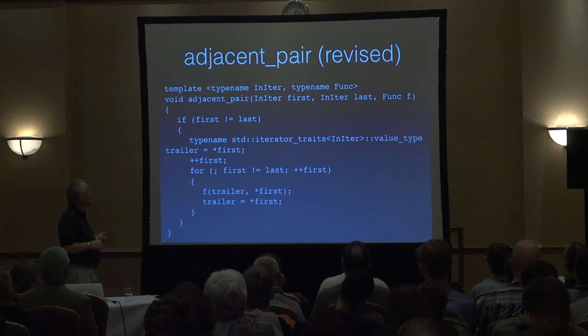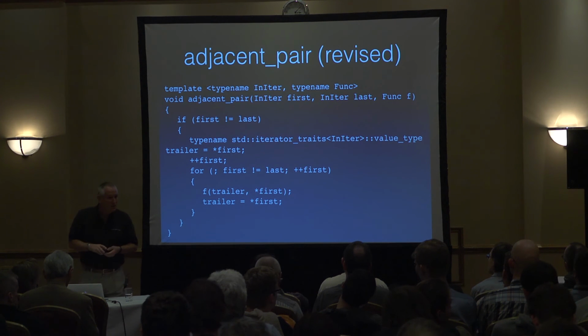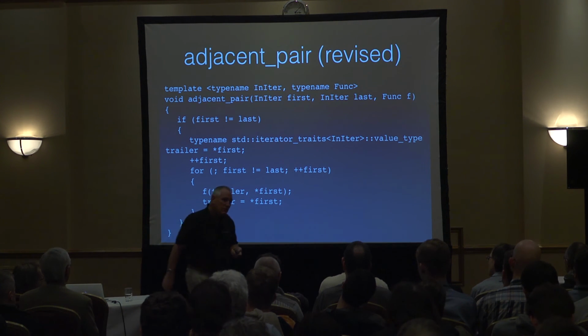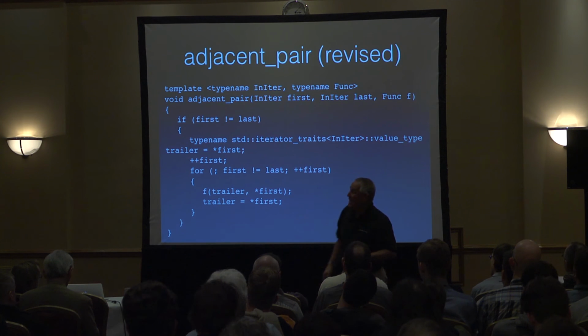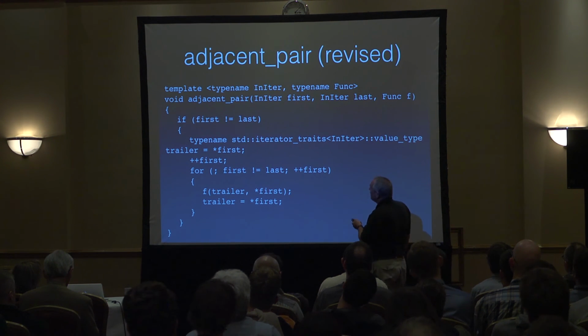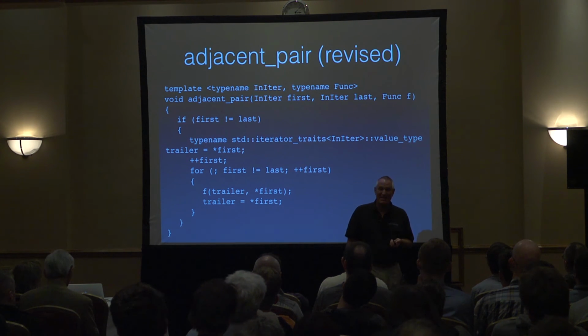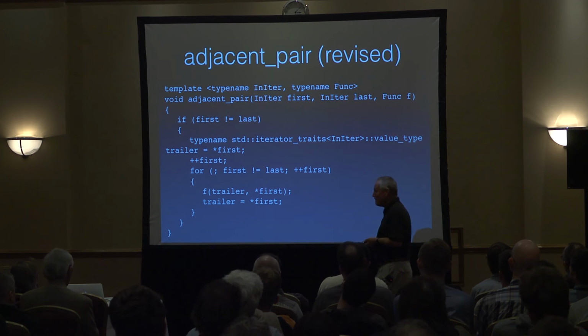Okay, and here now we have a version of adjacent pair that works on input iterators. Single pass streams. Question in the front. Can you not just use auto? I'm sorry? Can you not just use auto? And the answer is you cannot use auto if you're writing in C++03. Yeah. Okay?